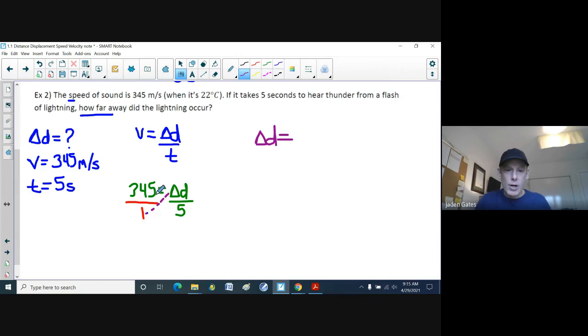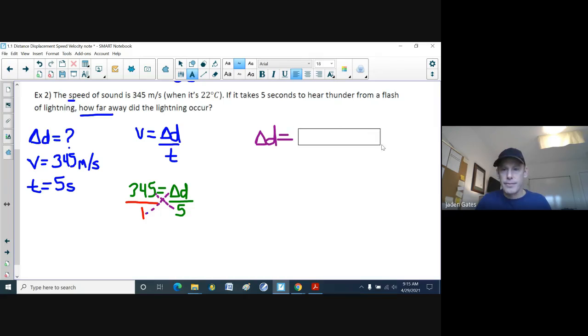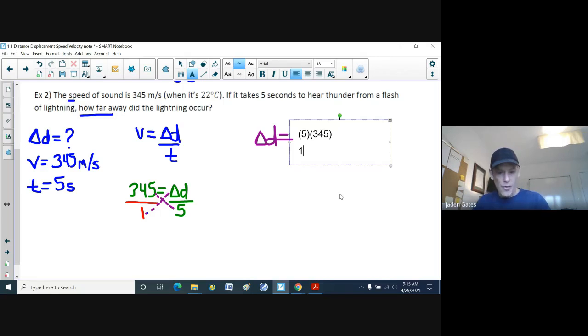And then when I cross multiply, I'm going to have 5 times 345. All my fractions are gone. That's the beauty of this. All right, and so then when I multiply those two, I get 1,725. And again, because my velocity was in meters per second, the distance here is meters.